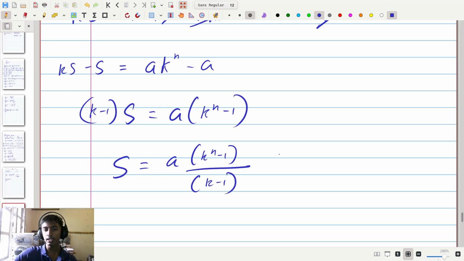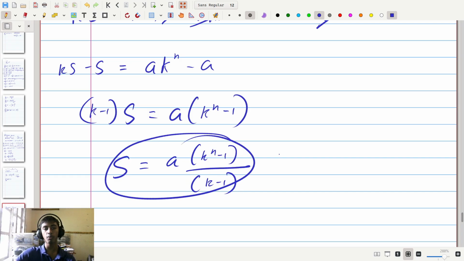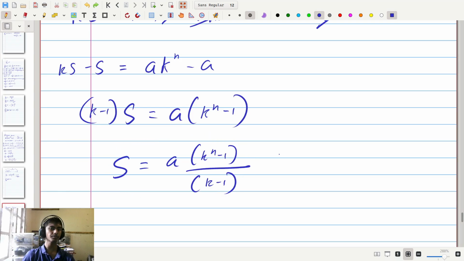It is important to note here that we should not allow k to be equal to 1. If k was equal to 1, we would have a 0 divided by 0 issue here, and therefore our sum would not be given by this particular formula.